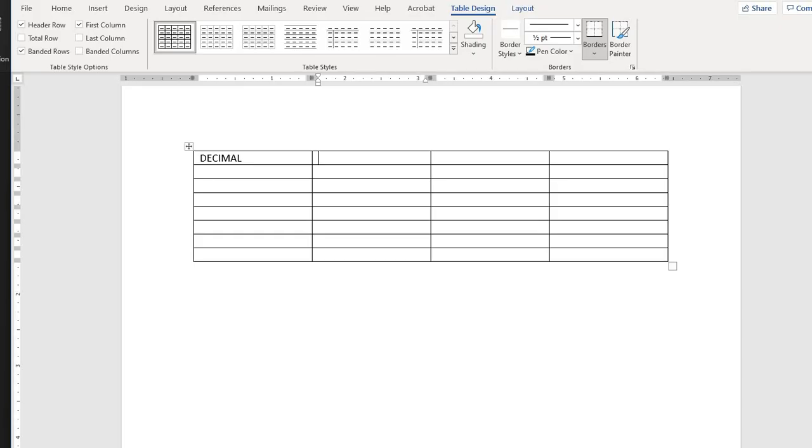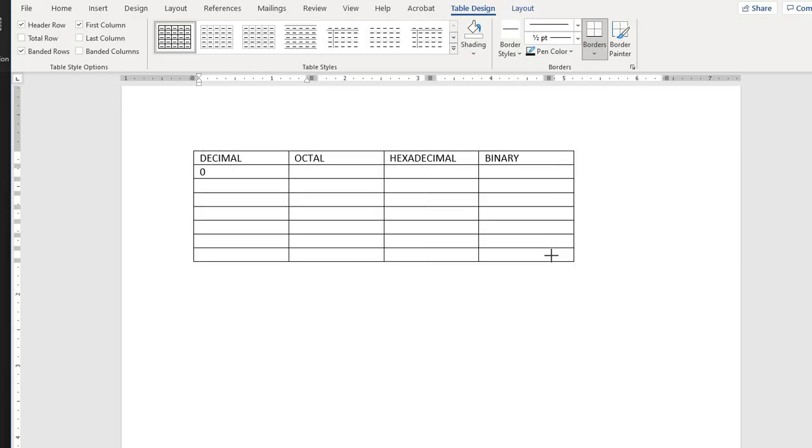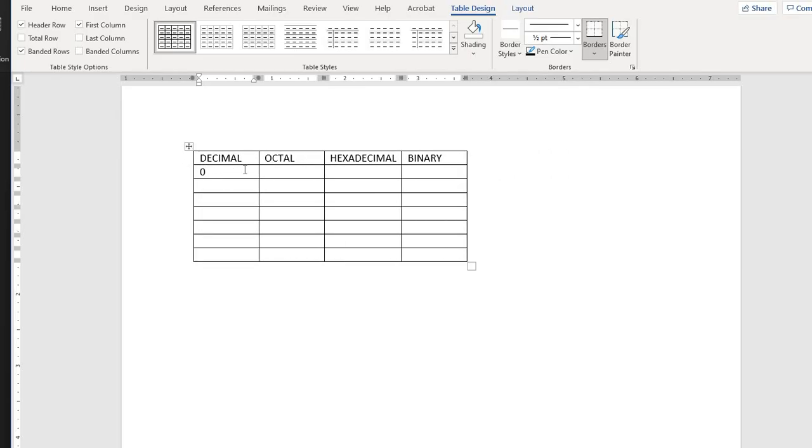So decimal. So here we will write octal, here we will write hexadecimal, and here binary. Okay, so in case of decimal number system, there is zero, right? Is it not? Zero is there. Then for zero, the octal equivalent will also be zero. So zero, zero. Okay. Next.